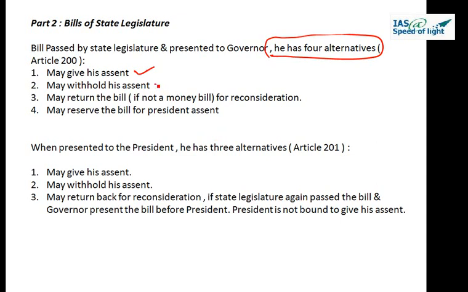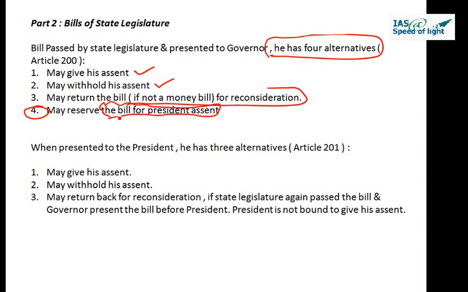He may withhold his assent, so the bill cannot become an act. He may return the bill for reconsideration if it is not a money bill. Same thing comes here: the president cannot return a money bill to the parliament, and the governor cannot return a money bill of the state legislature either. So he doesn't have this option. The third option, additionally available to the governor, is that he may reserve the bill for the president's assent. So here the role of the president comes.